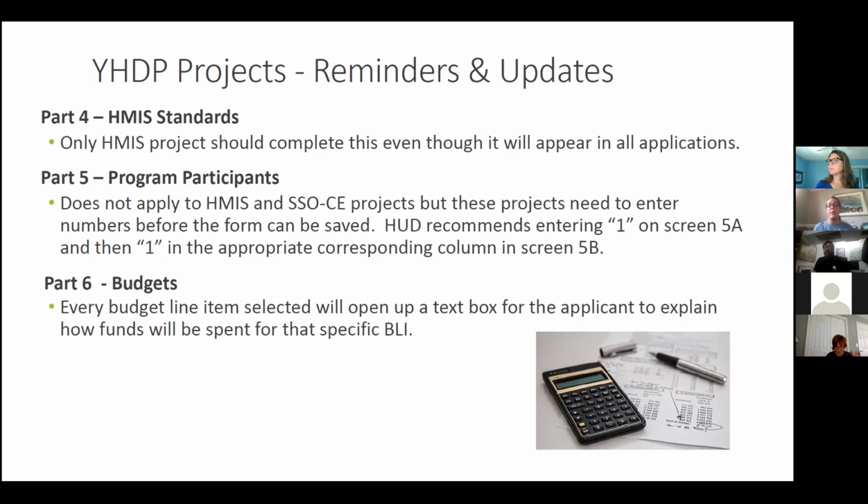We just tell you HUD recommends putting 1 on screen 5A and then the corresponding 1 in 5B so that you don't get an error message. And then every budget line selected will open up a text box for you to explain what's happening. Next.